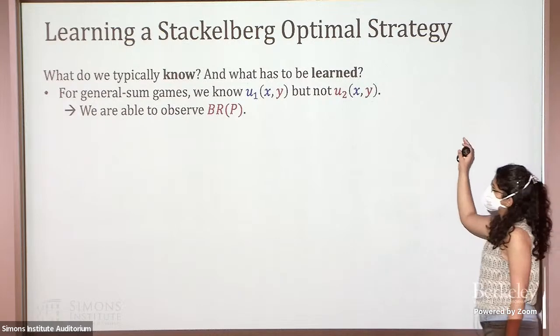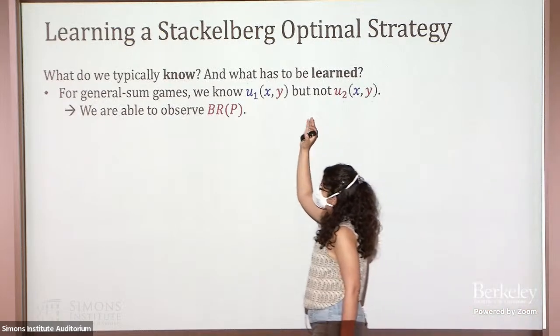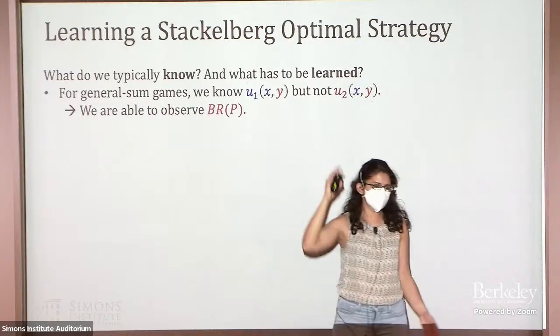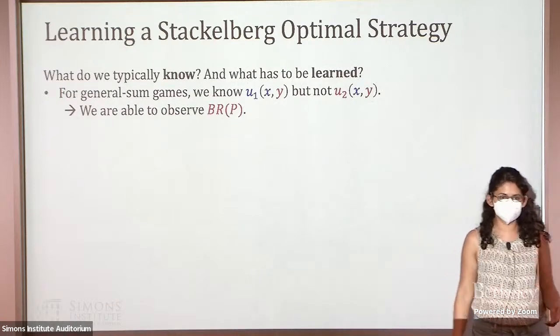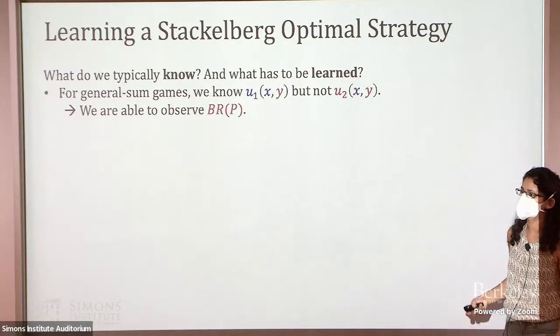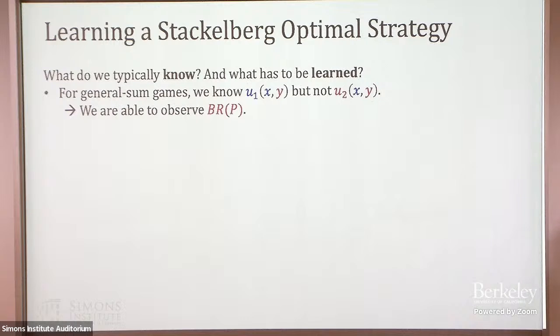But the thing that we are hopefully able to observe, at least as a simplifying assumption, is that even if you don't know U2, you can always observe what people have done. You can see what they've done in the past, what targets they've attacked, what targets they're going to attack right now. So that's the actual action of the follower.